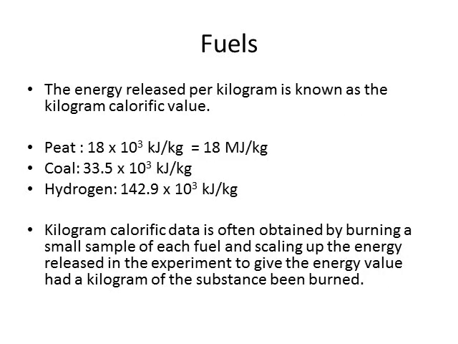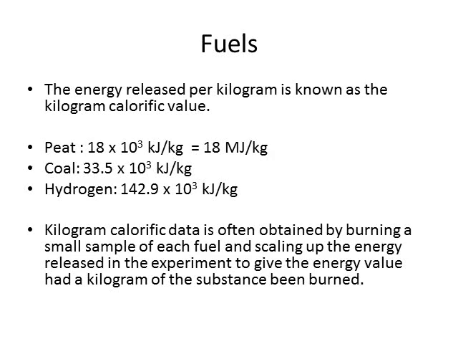The energy released per kilogram is known as the kilogram calorific value. I have listed below some common fuels and their associated kilogram calorific value. Peat is 18 × 10^3 kilojoules per kilogram. This value can be converted to megajoules by dividing it by 1,000. So I would have 18 megajoules per kilogram.